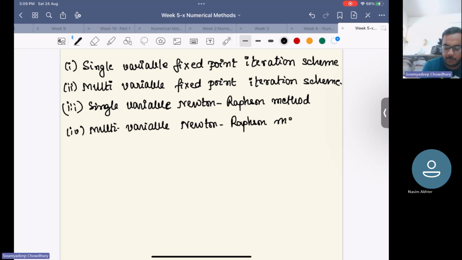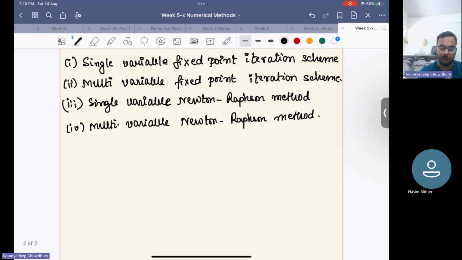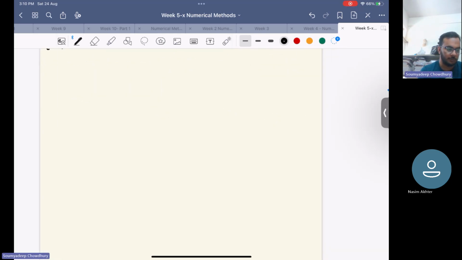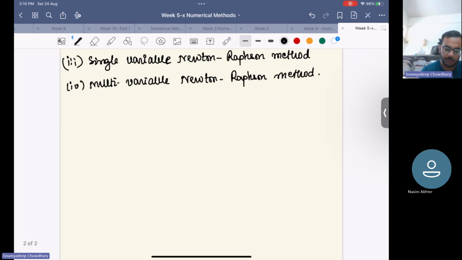We have the multivariable Newton-Raphson method. So these are the four topics we will be discussing today. First, for each scheme, I'll describe the algorithm, then the graphical interpretation, how to find it graphically, and then I'll solve one problem and show how to do it. So first we'll go with the fixed point iteration scheme, right?